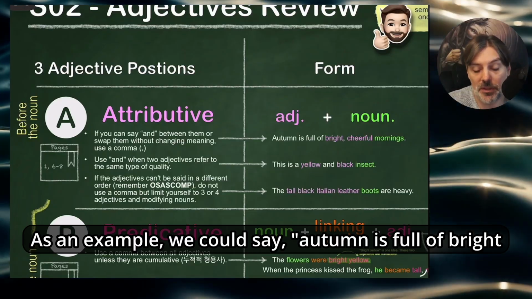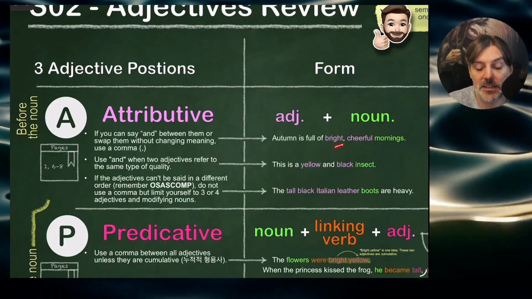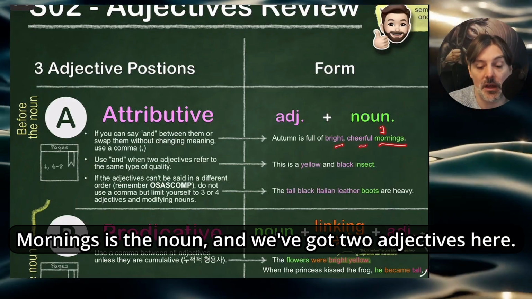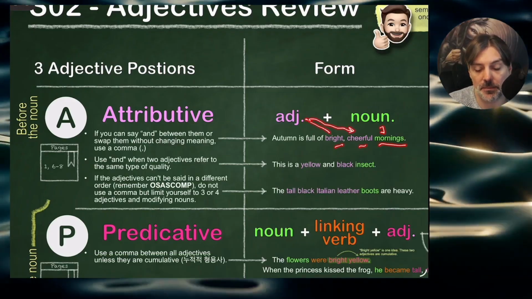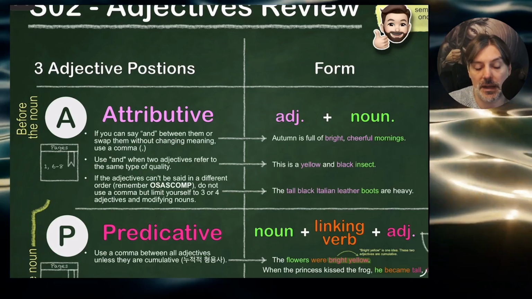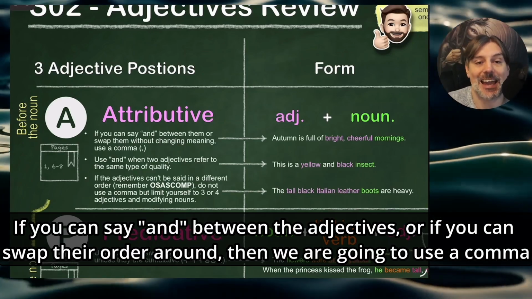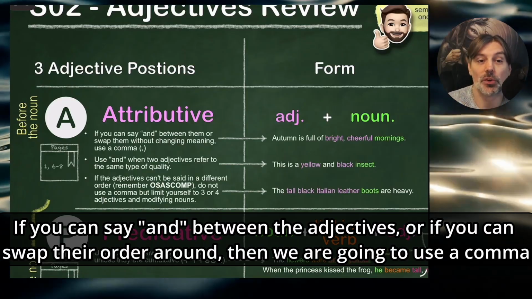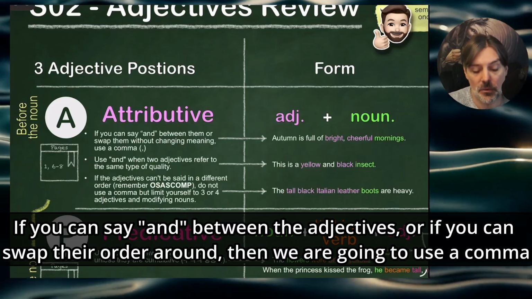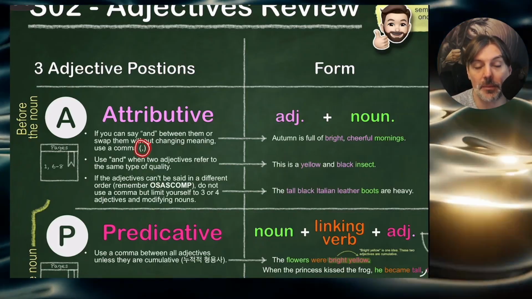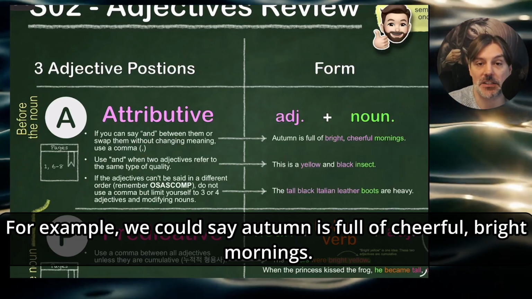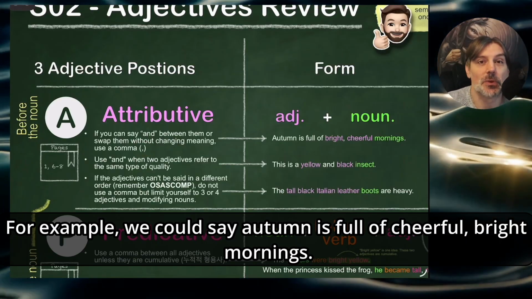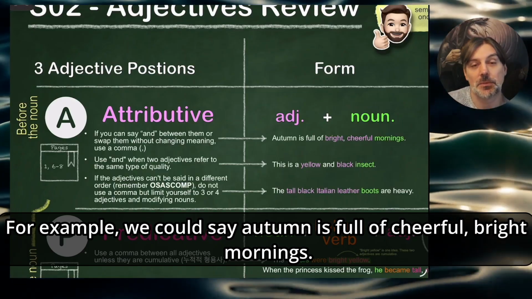As an example, we could say, autumn is full of bright, cheerful mornings. Mornings is the noun, and we've got 2 adjectives here. Now, if you can say and between the adjectives, or if you can swap their order around, then we are going to use a comma between the adjectives. For example, we could say, autumn is full of cheerful, bright mornings.